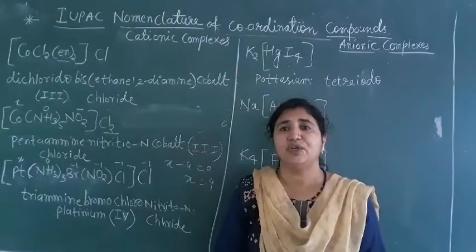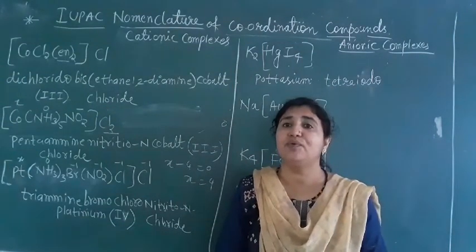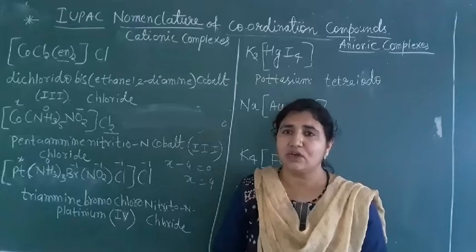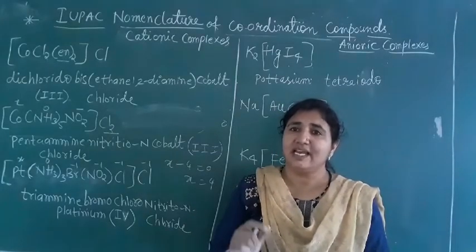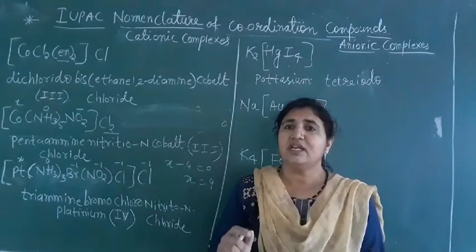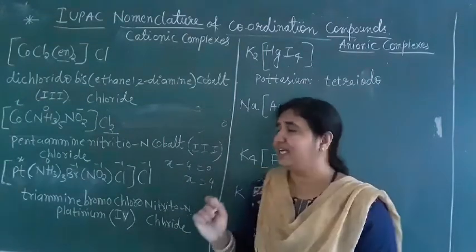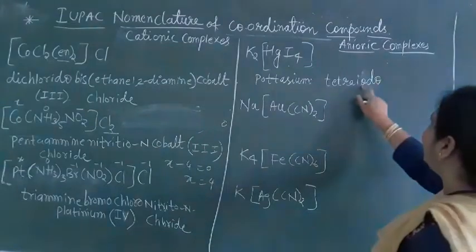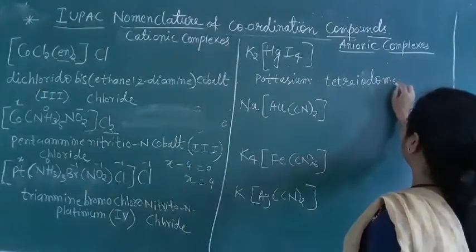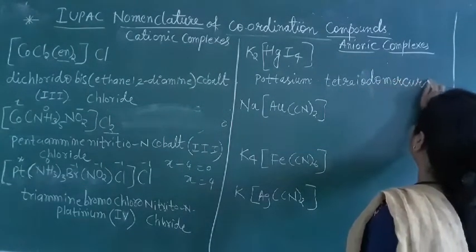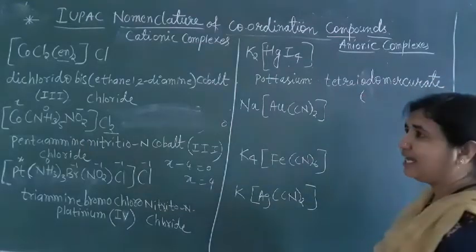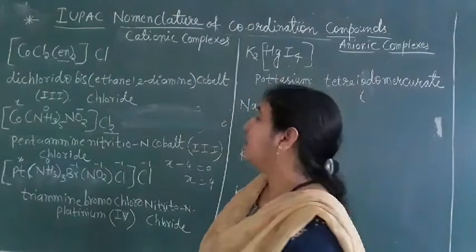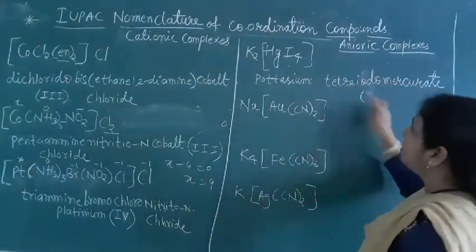We should not write mercury, but you have to write mercurate. This is an anionic complex. Remember this point: if the complex is an anion, then to the metal name you have to add ate. That's why you have to write tetraiodomercurate. Mercurate. Tetraiodomercurate, and in the bracket write down the oxidation number. In this parenthesis write down the oxidation number.